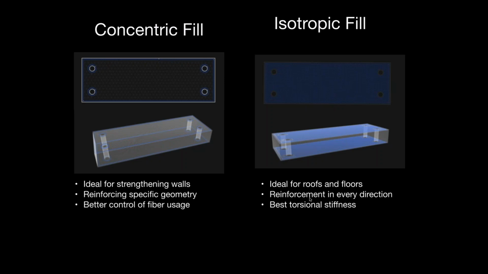Isotropic is great for reinforcing in every direction. So every layer is going to be offset 45 degrees, so it's going to resemble a very similar configuration to a traditional carbon fiber layup. To that end, it's going to be great for torsional stiffness and resisting any kind of twisting or moment.